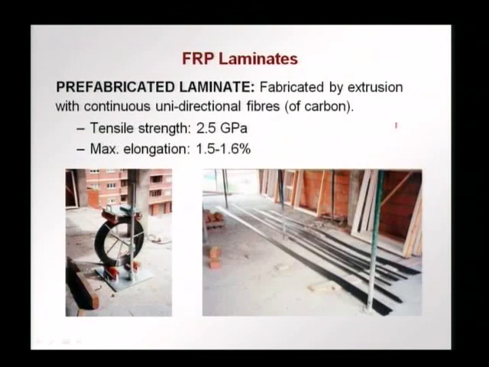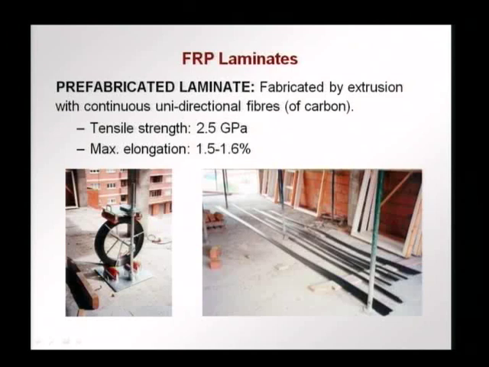Now instead of using a sheet or a pre-impregnated system and you complete the polymerization or the building up of the composite at the site, you can use laminates, and I will show you some applications later on. So these are called prefabricated FRP laminates. They are fabricated by extrusion, where you push through a certain die the epoxy or the resin along with the carbon fibers. So you end up with a laminate with unidirectional carbon fibers.